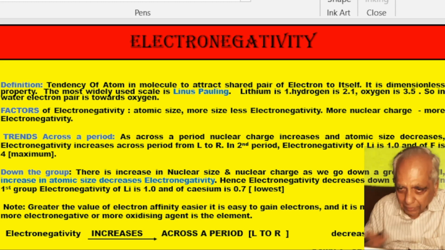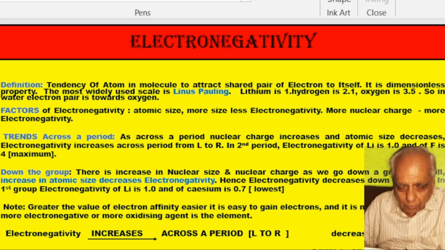Electronegativity. If you remember, I had explained that electronegativity concerns the pair of electrons being shared by two atoms: is it at the center or is it towards one of the atoms.